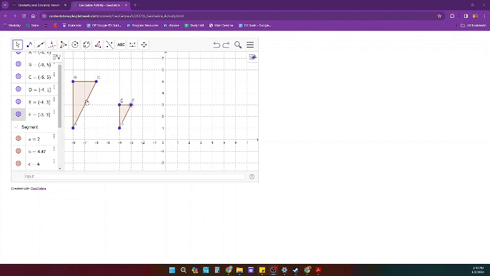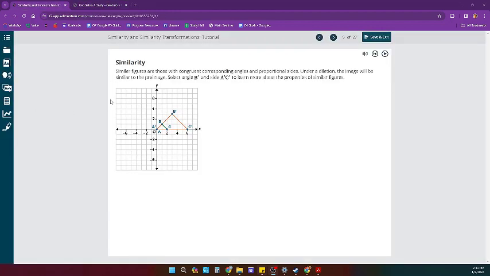So let's go ahead and look at the given definition of similarity. The definition you're given is: similar figures are those with congruent corresponding angles and proportional sides. Under a dilation, the image will be similar to the pre-image. So that's a very good definition, a very comprehensive definition, but it's not the most clear. So let's go ahead and show you what that means on a practical level.